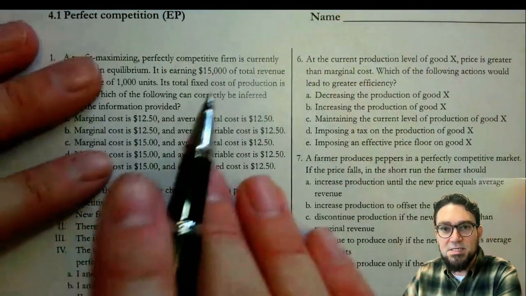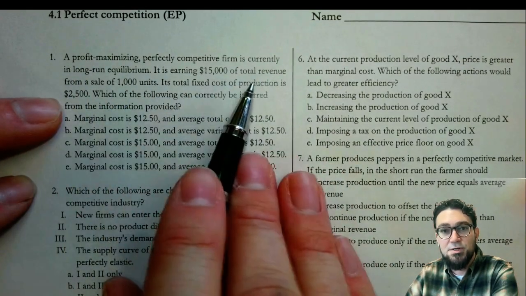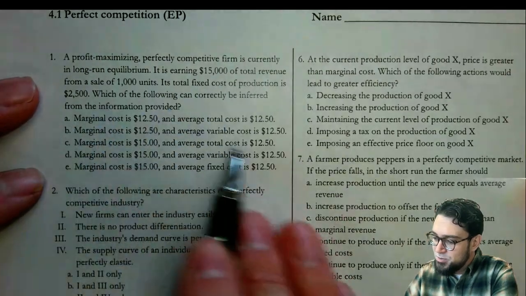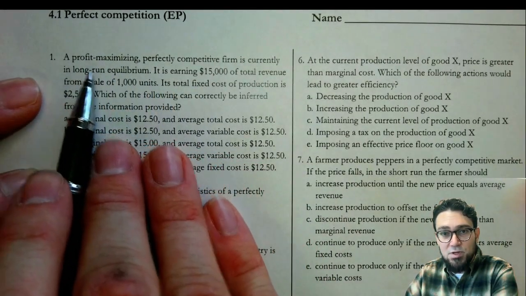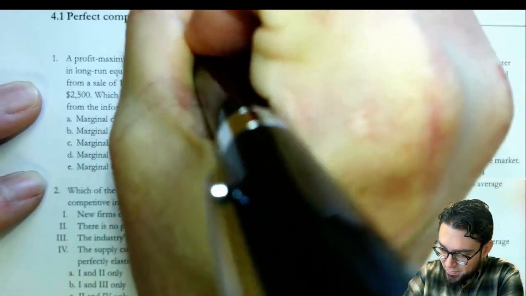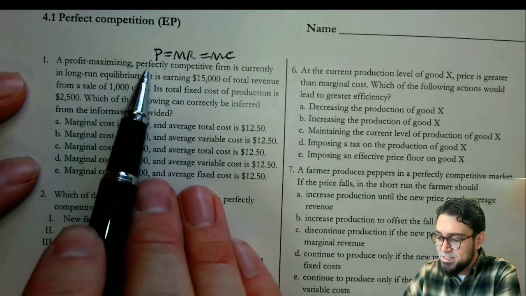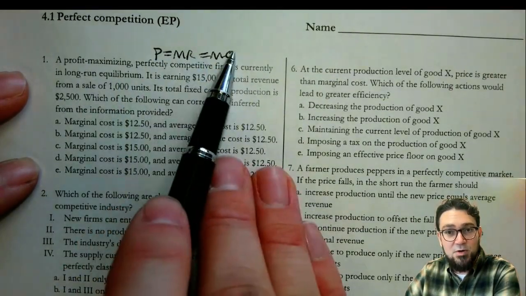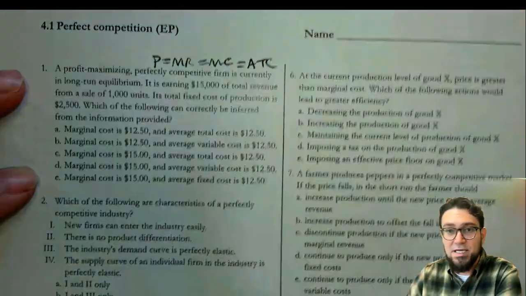Number one, a profit maximizing perfectly competitive firm is currently in long run equilibrium, earning 15,000 total revenue from a sale of 1,000 units. Total fixed cost of production is 2,500. What can be correctly inferred? So this is a relationships question. First, I can know that if we're in long run equilibrium, then price equals marginal revenue and that equals marginal cost. Because perfect competition would mean price equals marginal revenue, and profit maximizing means MR equals MC. And I also know that we're in long run equilibrium, so that is also equal to ATC.